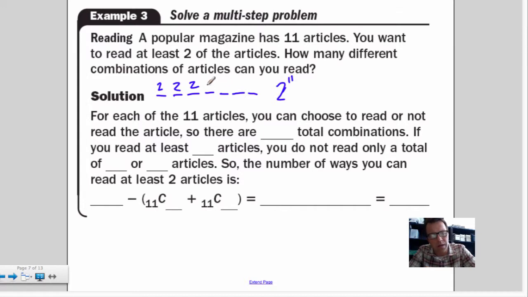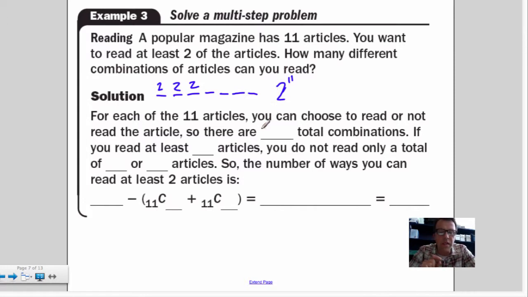Again, I didn't carry this out, I apologize. I should have written 2 11 times because every time I come up to an article, I have a choice between reading it or not reading it. But that is 2 to the power 11. I hope you agree with that. And that's what goes here, right?